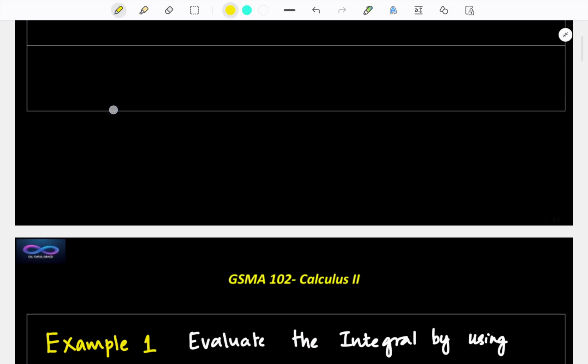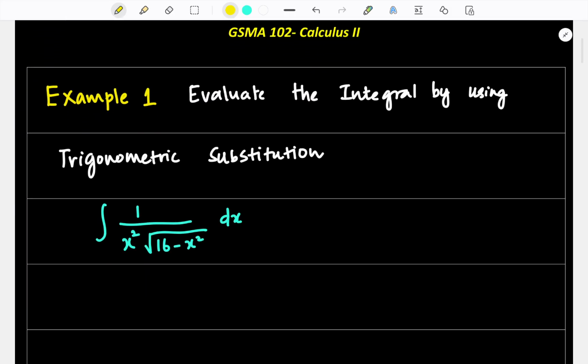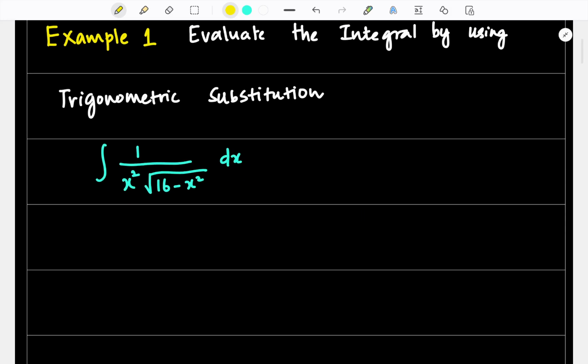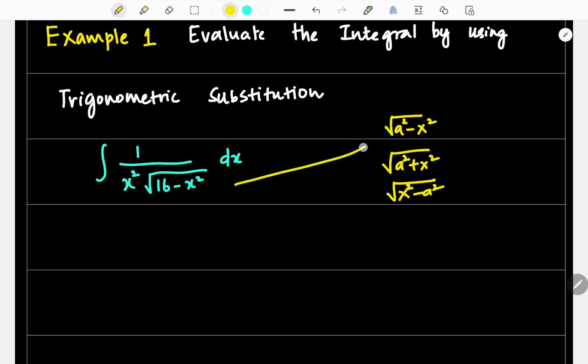So let's go to the first question. Evaluate the integral by using trigonometric substitution: integral of 1 divided by x squared times the square root of 16 minus x squared. Look at the situation. I told you 3 situations: a squared minus x squared, a squared plus x squared, and x squared minus a squared. 3 substitutions I told you. Can you guess which substitution is going to come here?